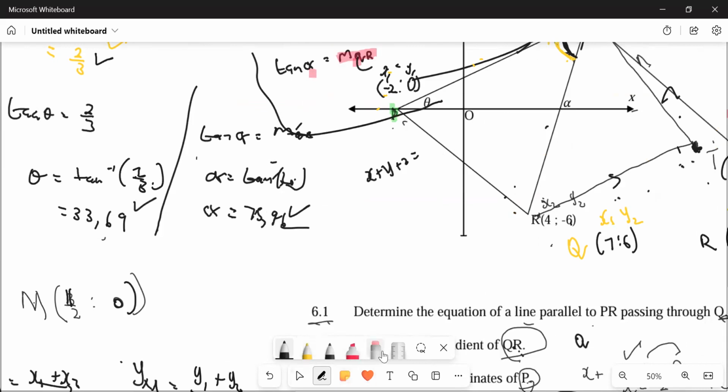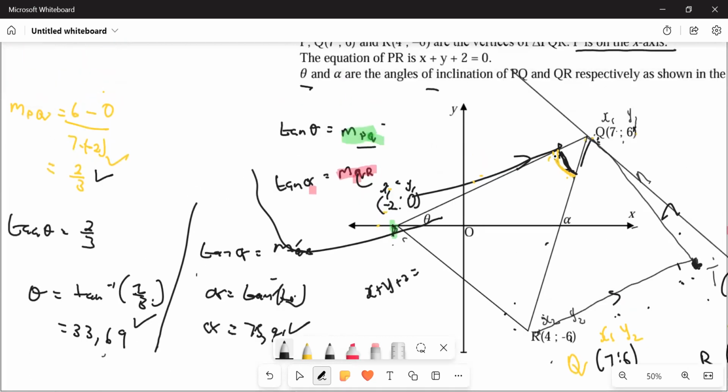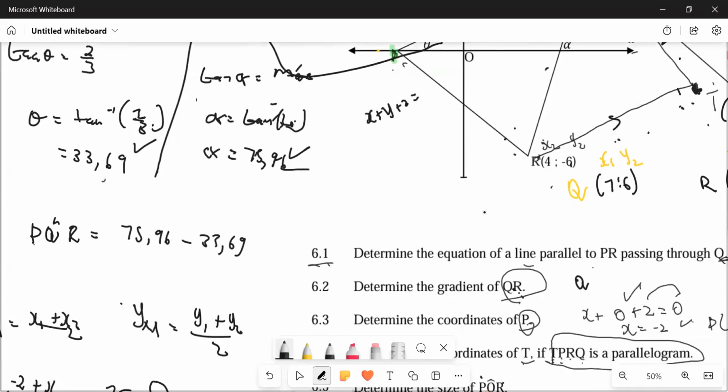And then from there, you are going to make a conclusion. You're going to tell them the angle that they're looking for. You write the angle that they're looking for. They call it PQR. Again, angle PQR is going to be equal to 75,96 minus 33,69. Because it's an acute angle. If it was an obtuse angle, I add. You check this angle, it is acute. If it's acute, you subtract. If it's obtuse, you add these two angles that you got.